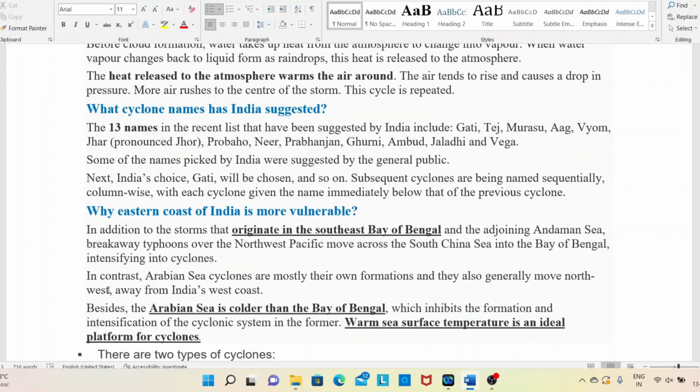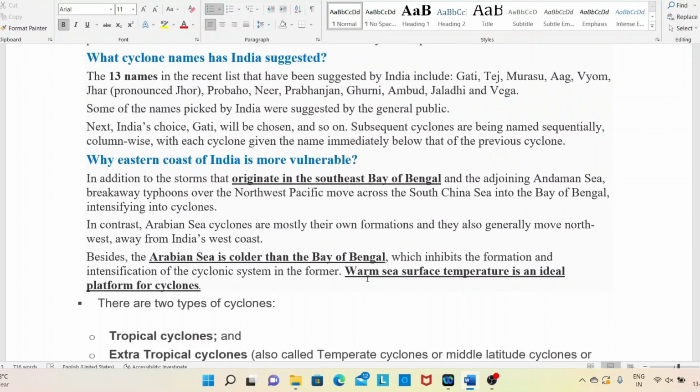In contrast, Arabian Sea cyclones are mostly their own formations. The cyclones developed in the Arabian Sea also generally move northwest, away from India's west coast.